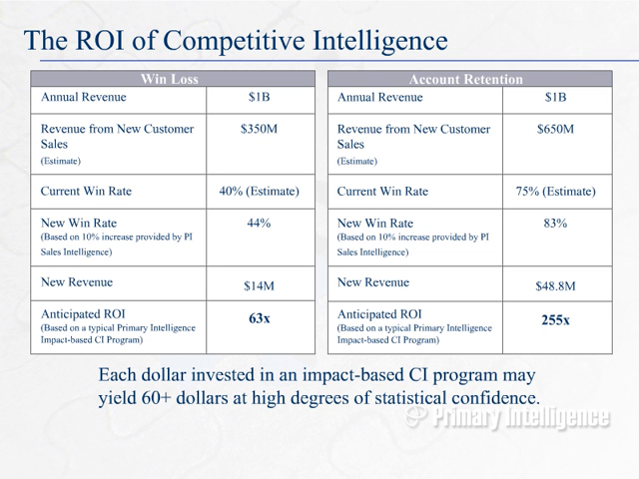That would indicate, with a reasonably priced competitive intelligence program, a 63-time ROI in win-loss and 255-time ROI in account retention. For every dollar spent on the win-loss side, you would expect to harvest 63, which is a pretty good way to be the company hero.